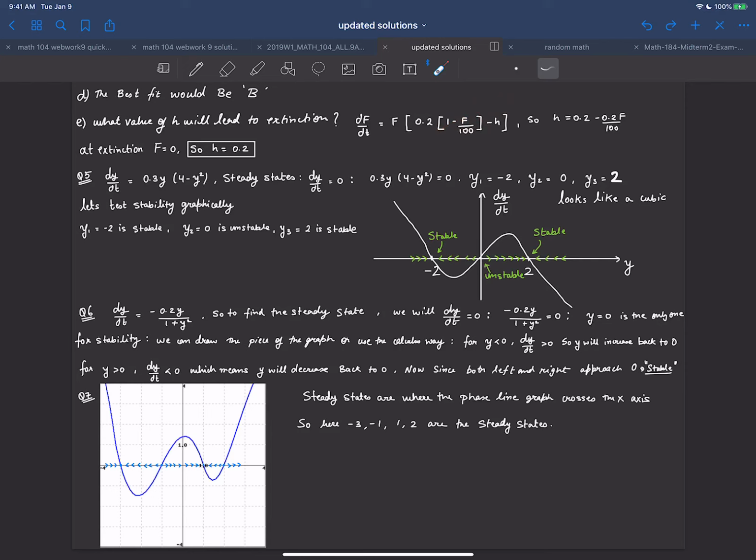So we solve for it, and we get H equals 0.2 times 0.2f over 100. Now, because at extinction f is going to be 0, when you solve for it, H must be equal to 0.2. And that's exactly what the value of H must be in order to have extinction.